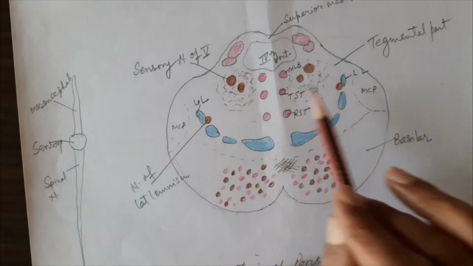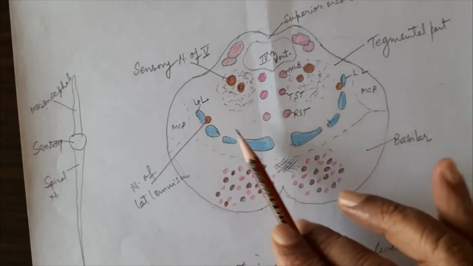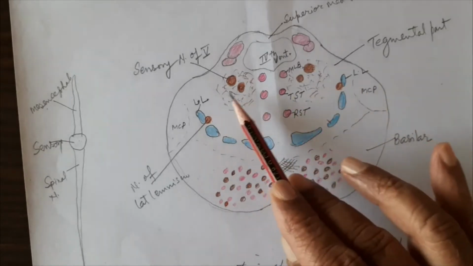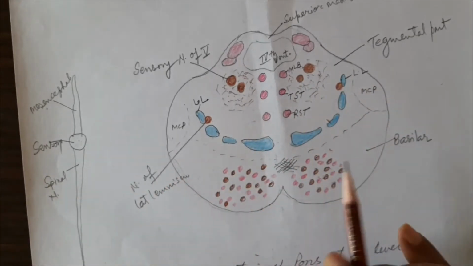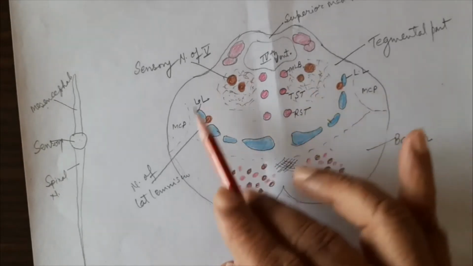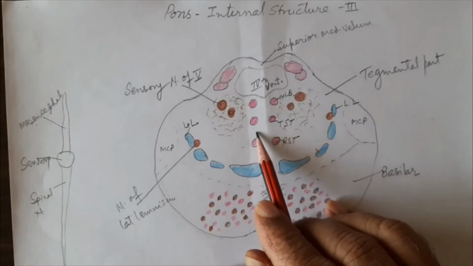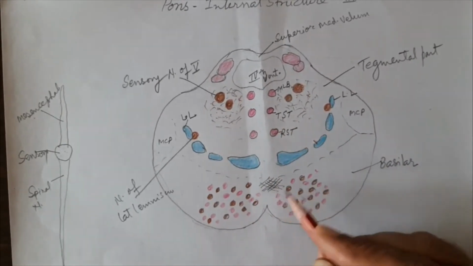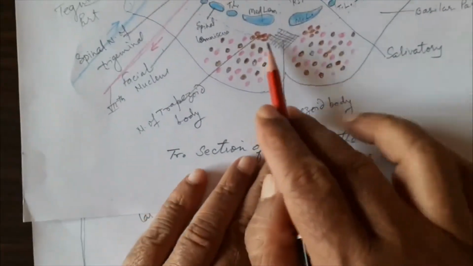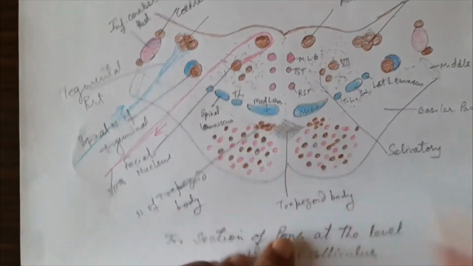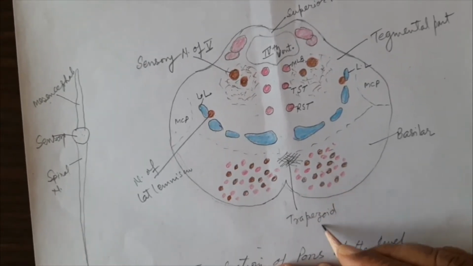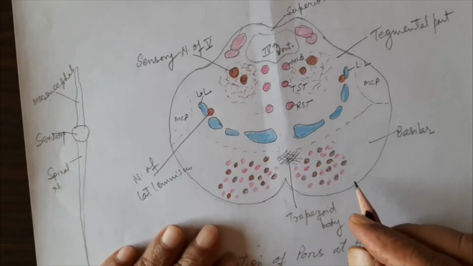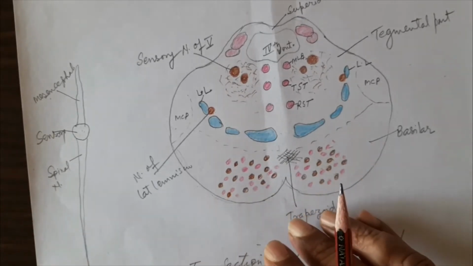So these are the gray matter. As I said, gray matter is very scanty in this tegmental part of the upper pons: only the motor and sensory nuclei of the trigeminal nerve and the nucleus of the lateral lemniscus. That's all. Now let us come to the white matter in the tegmental part of the pons. Here the trapezoid body is seen, the same trapezoid body as at the lower level, where it was quite well developed. Here it has started disappearing and may not even be seen, and may disappear completely.